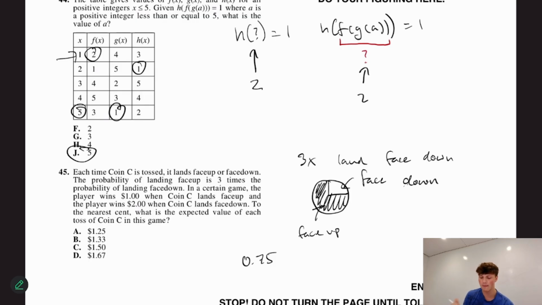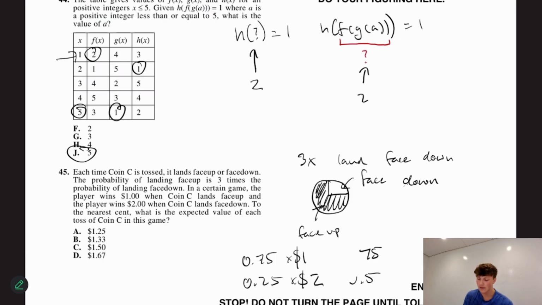And in terms of value, that means 75% of the time, you're going to win $1. Now, the other 25% of the time, it's going to land face down, and you're going to win $2. So the expected value of face up money that you're going to get is 75 cents, or $0.75. And the expected value for the face down section is going to be $0.50, for any given toss.